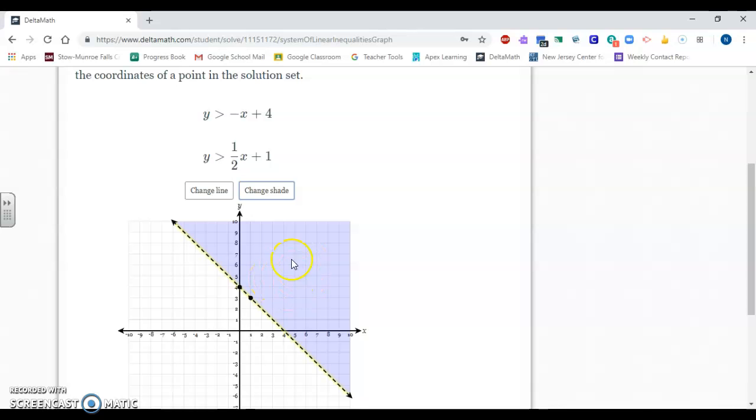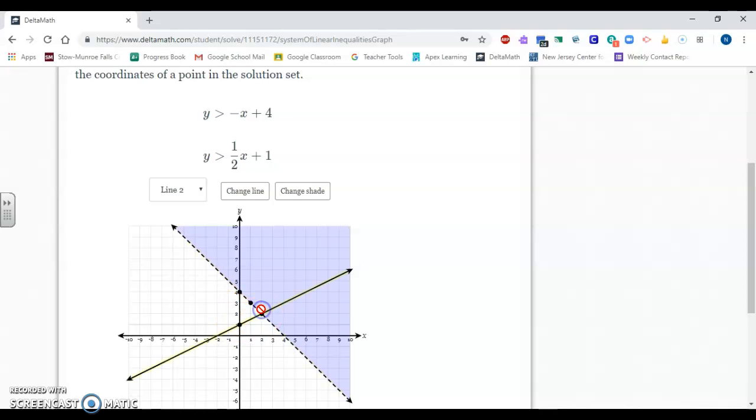Now you can see the points are already kind of ready for you. I move on to the second line. I start at 1. It's a positive 1/2 slope, so I go up 1, right 2. That's it. I already said it is a dotted line.